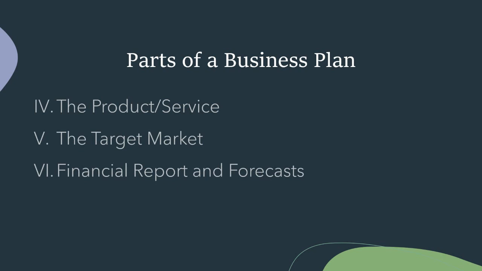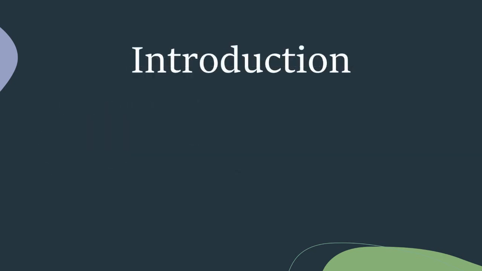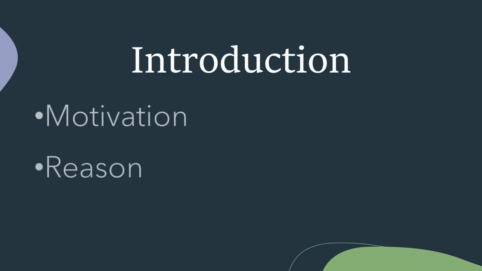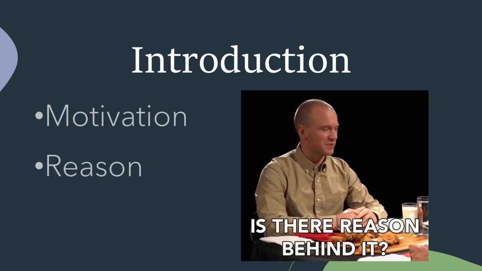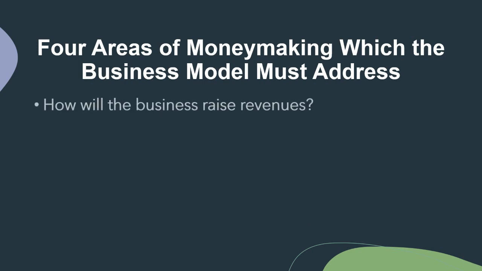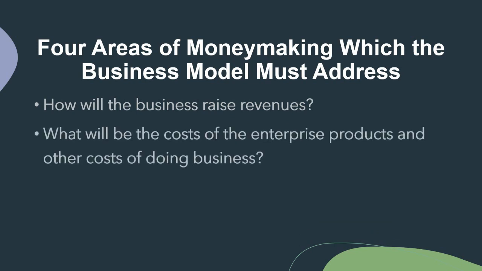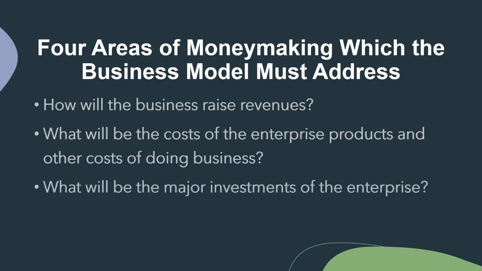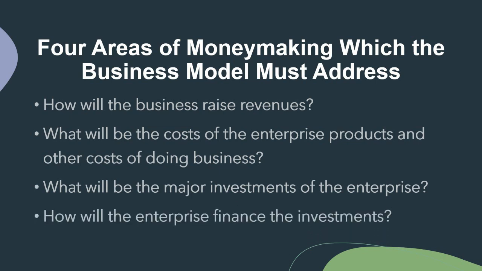So the first part would be the introduction. You should include here the motivation and the reason for starting this business. Also included in the introduction is the business model. So it has four areas of money making which it must address. The first question would be, how will the business raise revenues? What will be the costs of the enterprise products and the other costs of doing business? What will be the major investments of the enterprise? And how will the enterprise finance the investments?